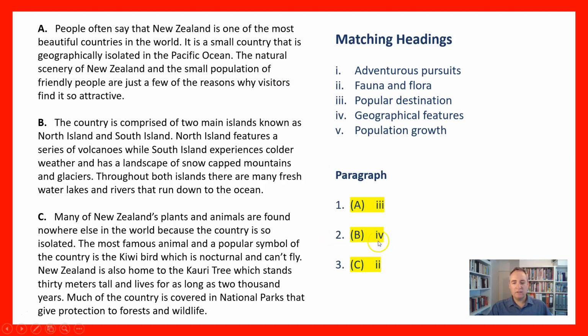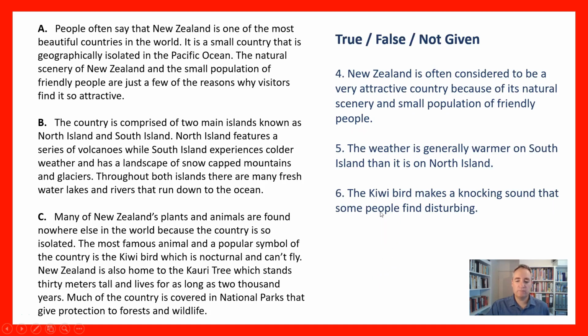B is paragraph 4, so that matches there, geographical features. And C is 2, fauna and flora, so we're talking about bird life, we're talking about plant life, and other species. So there you go, quite easy, and you transfer that information into your answer sheet.